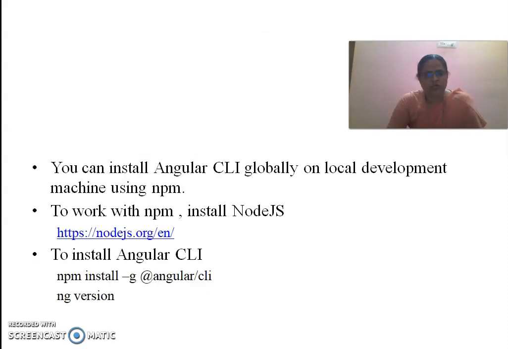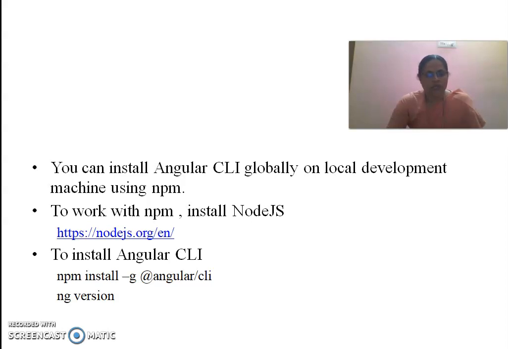We can also install Angular CLI globally on a local development machine using npm. To work with npm, we have to install Node.js. These are the URLs for that. To install Angular CLI, we can use the command npm install -g @angular/cli.